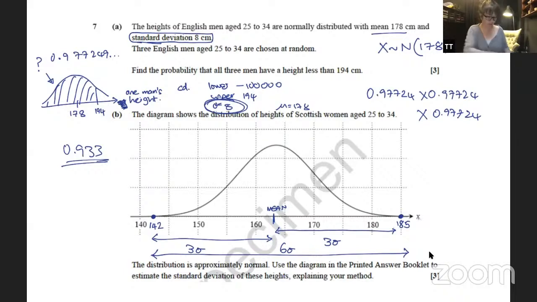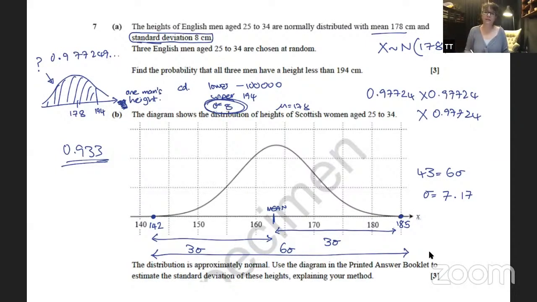Of course. All the way from 142 to 185, that's six standard deviations. So if we do 185 minus 142, that whole distance is 43. 43 is six standard deviations. So one standard deviation is about 7.17. That's one way of doing it.